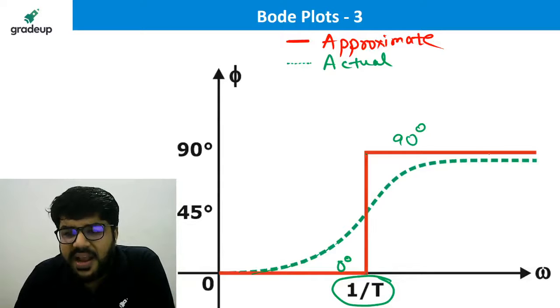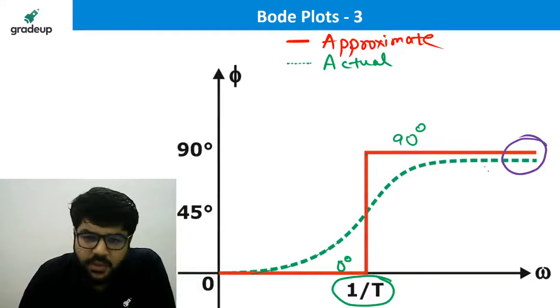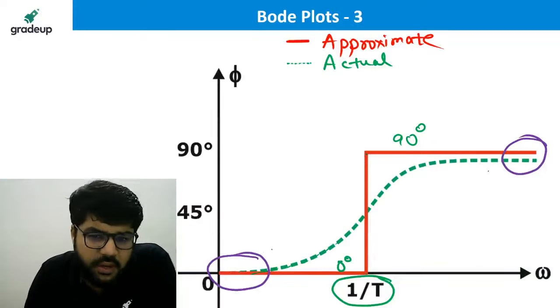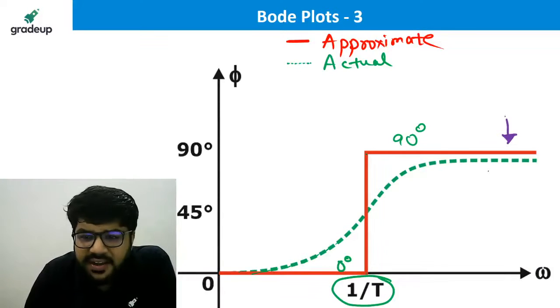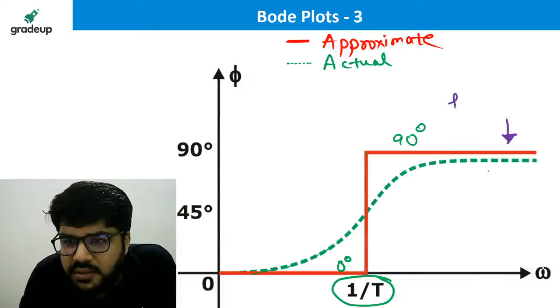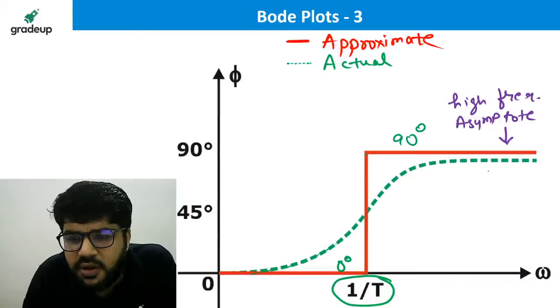When I compare the actual plot and the approximate plot, they almost intersect, or at least are tangential at infinity, at high frequency. Similarly, they are also tangential or meeting near low frequency. Where the phase is 90 degrees, this 90-degree line can be said to be an asymptote to the actual plot near high frequency. So this is known as the high frequency asymptote of the actual phase plot.